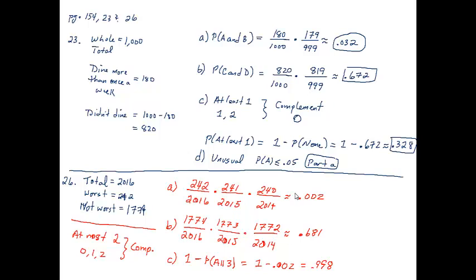And of course, part D says which of these events can be considered unusual. Well, any probability that's less than or equal to 0.05 is considered unusual. So it'll be part A is unusual. The probability that all three adults said that Richard Nixon was the worst since World War II.